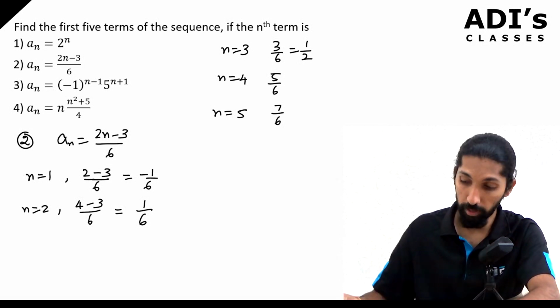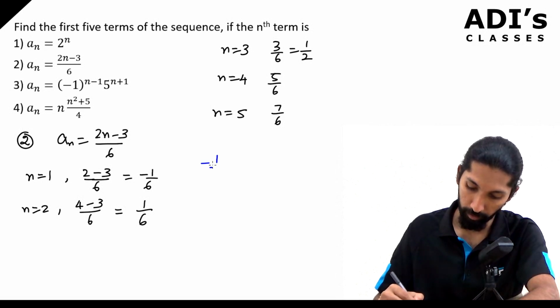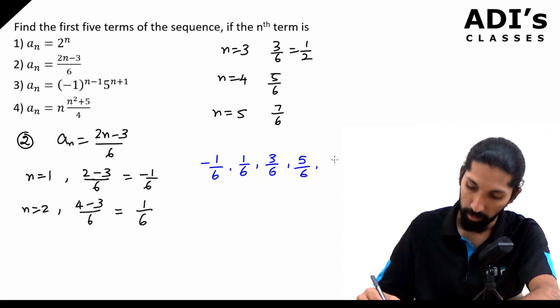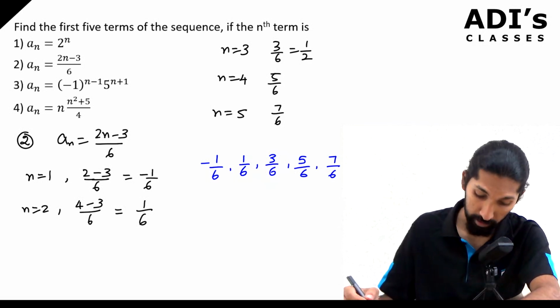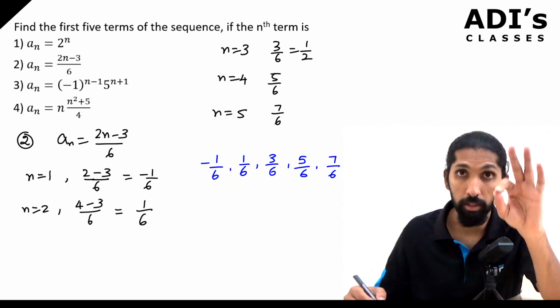Alright, so what is my sequence? The final answer is going to be minus 1 by 6, 1 by 6, 3 by 6, 5 by 6, 7 by 6. This is the final answer. That means this is the answer for the second question. Now let's do the third one.